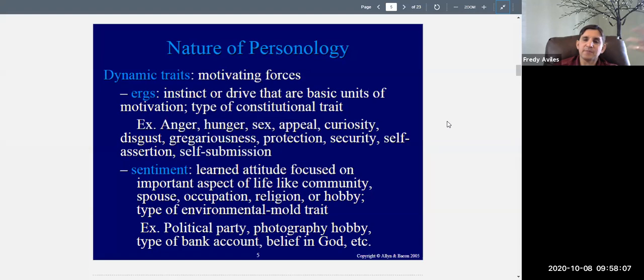We also have other dynamic traits that he referred to as sentiments. A sentiment is a learned attitude, something you've learned, focused on something about the community, your spouse, your occupation, religion, or your hobby. It's a type of environmental mold trait, something that has to do with the environment. Maybe your preference for a certain political party, whether it's Democrats or Republicans, that's a sentiment. That's something you learn.